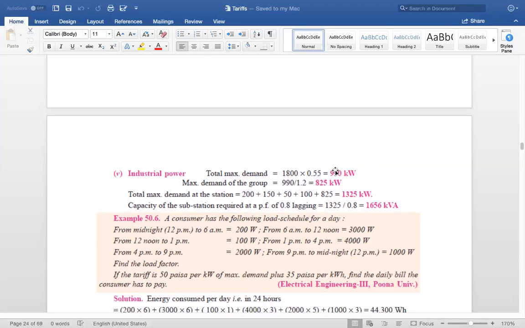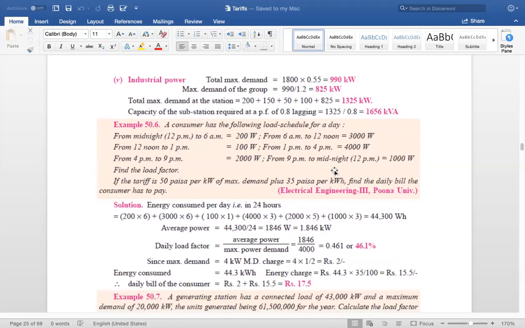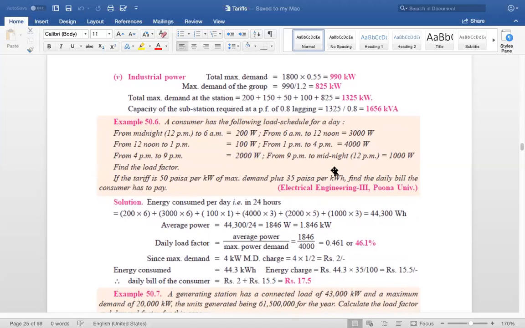So as you can see, there's a lot of stuff that you have to know. Your demand factor, your load factor.